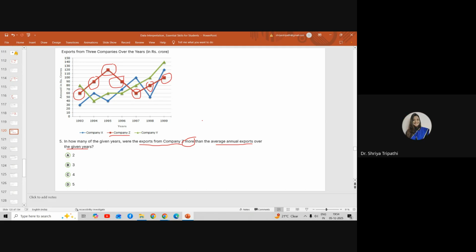What's the sum total we are getting? Adding all these points, 60 plus 90 plus 120 plus 90, 60, 80, 100. What is the amount coming? Figure.